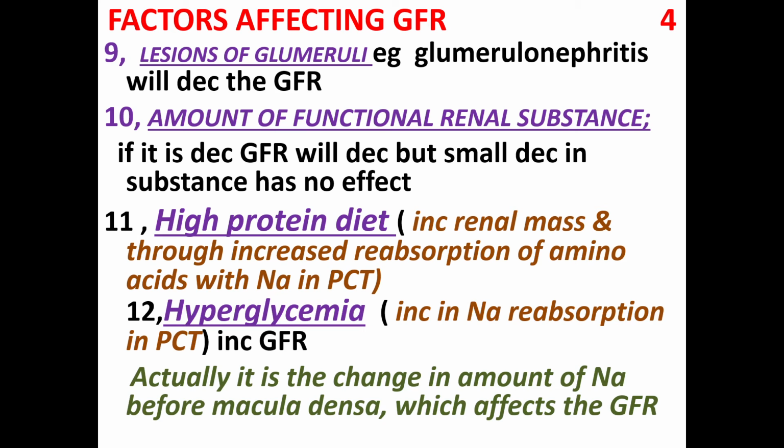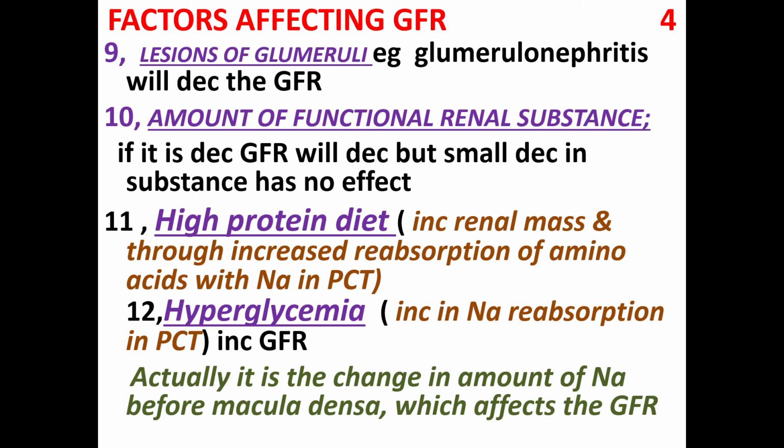Then the amount of functional renal substance. If your kidney mass is more, GFR is maintained; if it is decreased, GFR will decrease. If your kidney is atrophic, reduced in size, then it will decrease the GFR. But a small decrease in substance has no effect. A small atrophy has no effect. But a major atrophy of the kidney will cause a decrease in GFR.